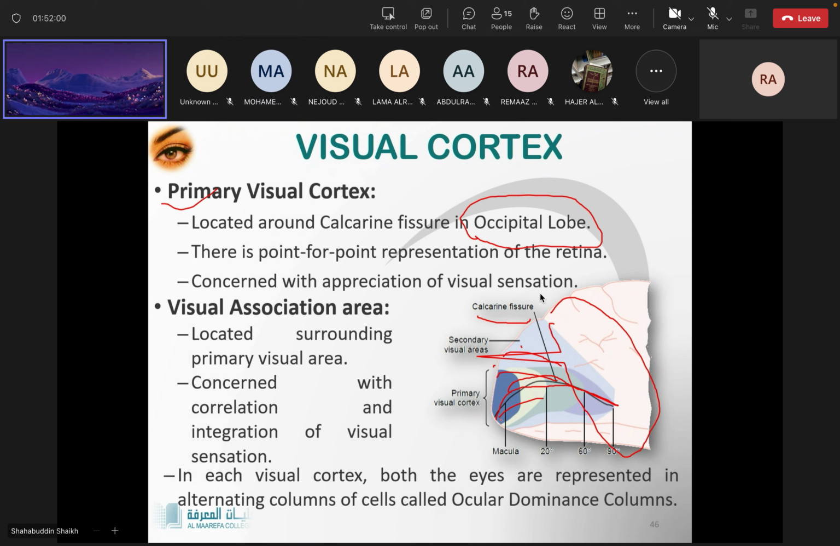So we have primary visual cortex surrounding the calcarine sulcus. Surrounding the primary visual cortex, we have secondary visual cortex. Surrounding the secondary visual cortex, we have association cortex, which is very large. It is extending into the parietal lobe also. It is extending into the temporal lobe also. Visual association cortex. Okay. Are we clear till this part?